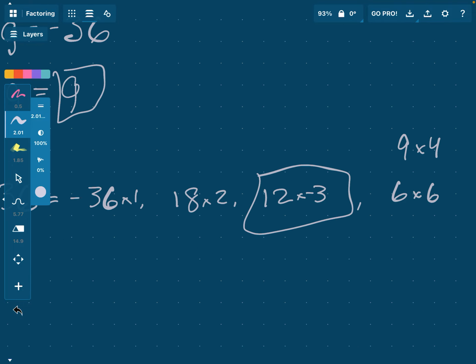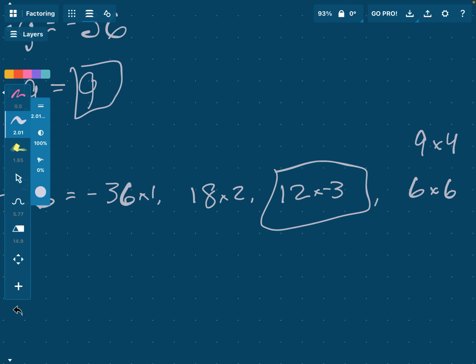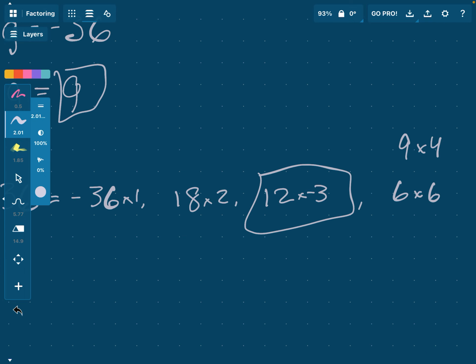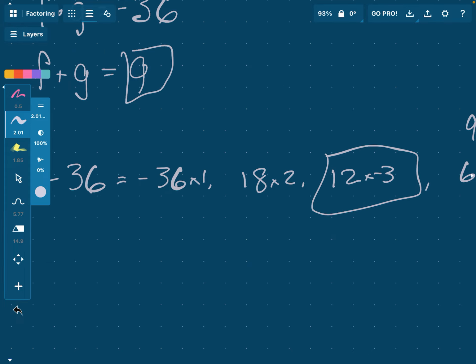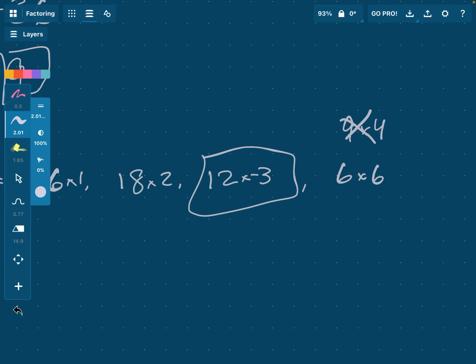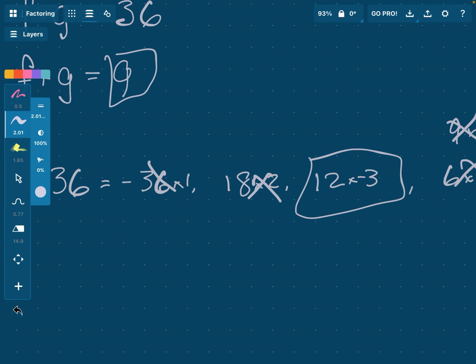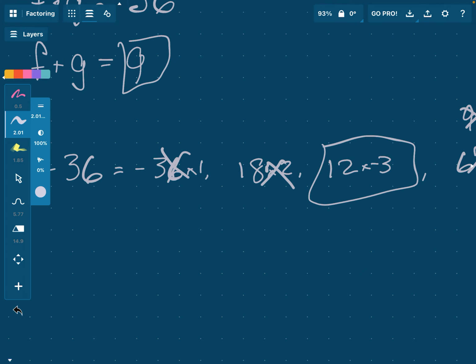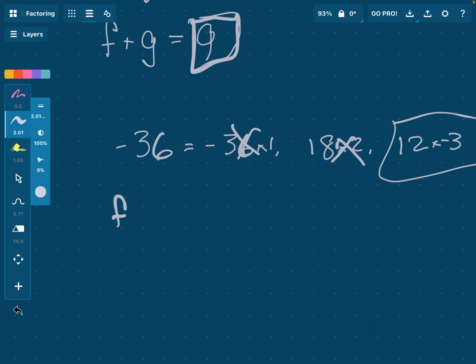So we're looking at all of these, and we're just asking ourselves, which of these is going to add to 9? So can't be that one, can't be that one, can't be that one, can't be that one. So we're left with 12 and 3. We're going to make that 3 negative, since this is positive 9 and not negative 9. And so we know f is equal to 12, and g is equal to negative 3.